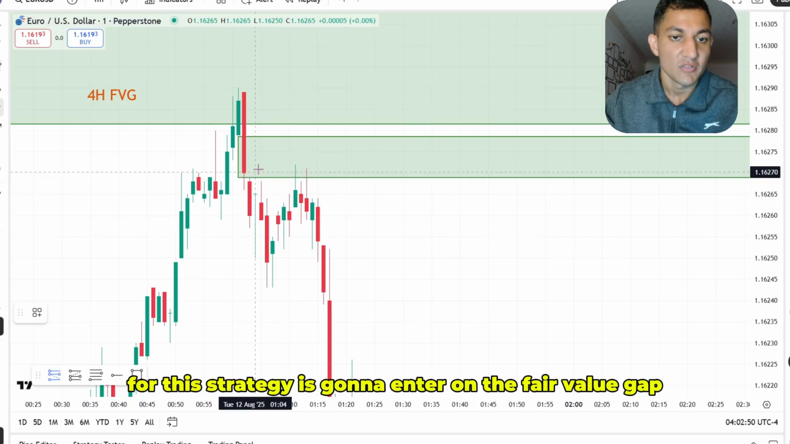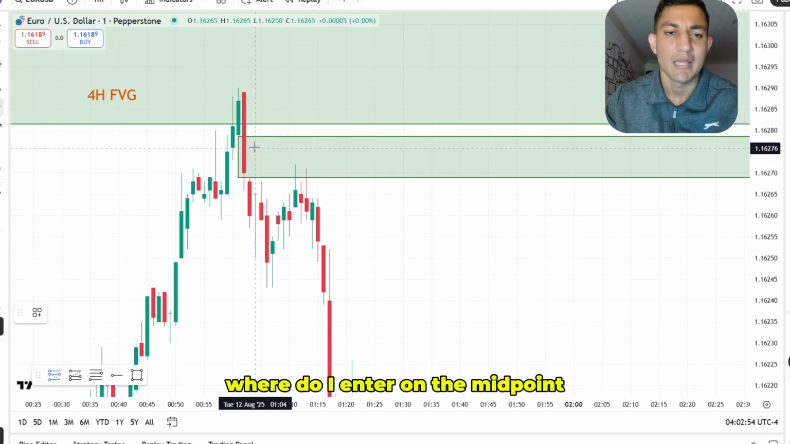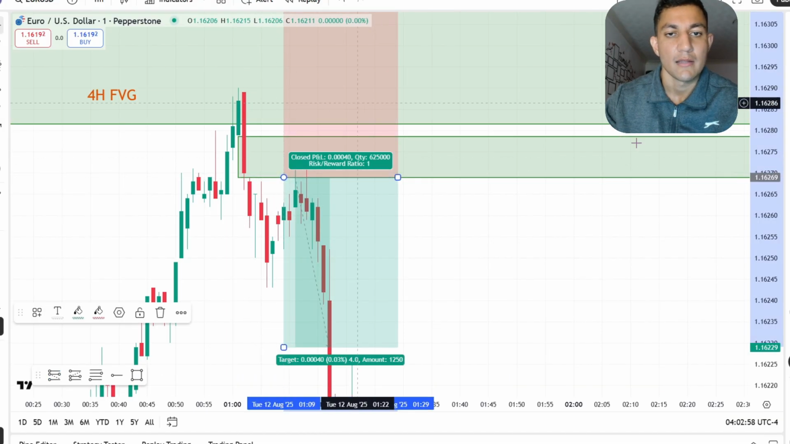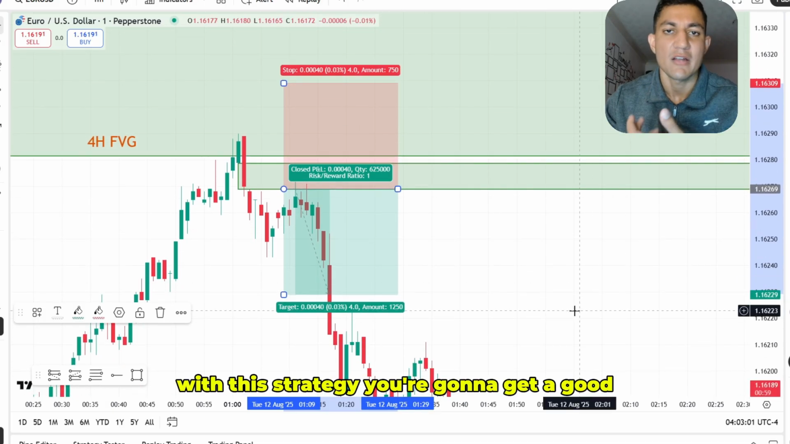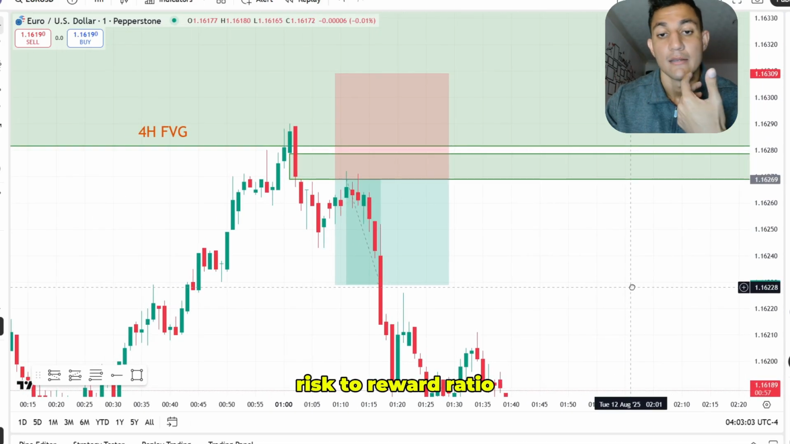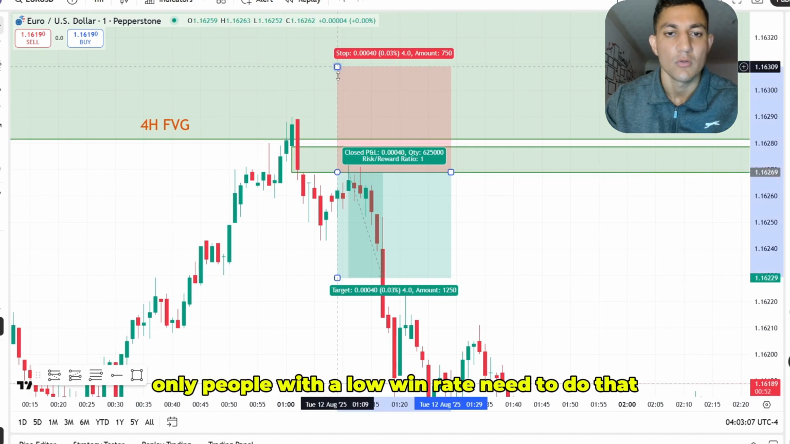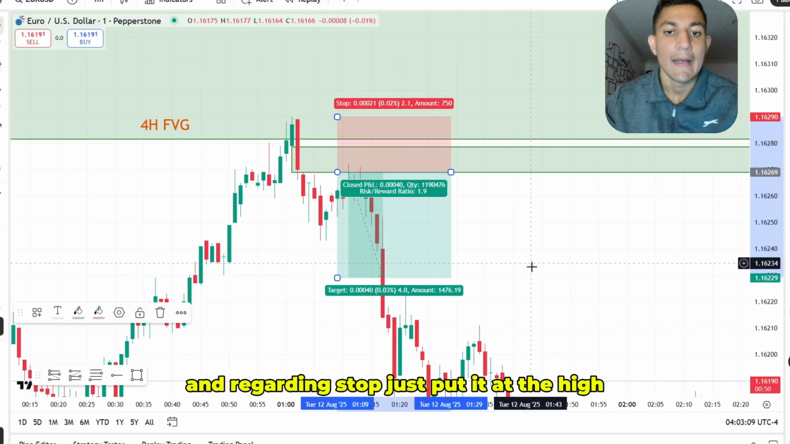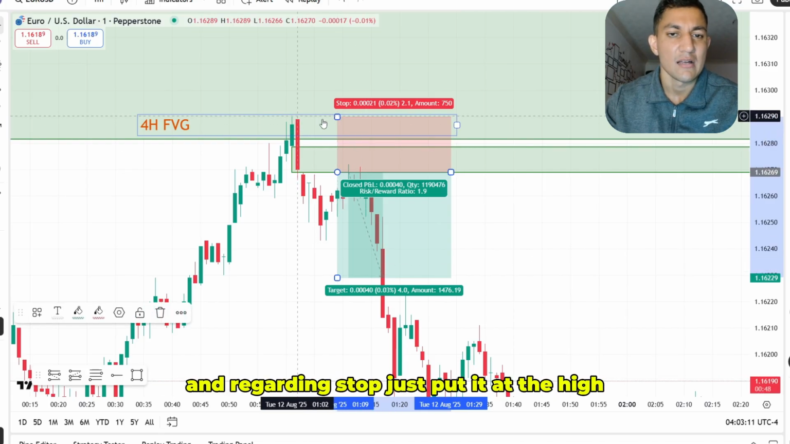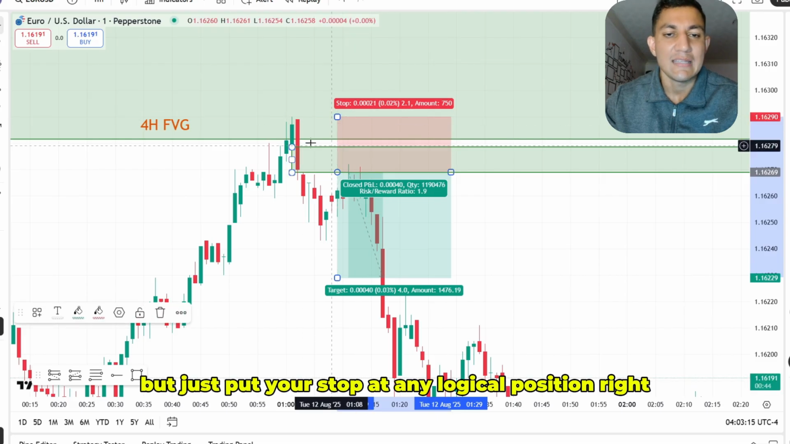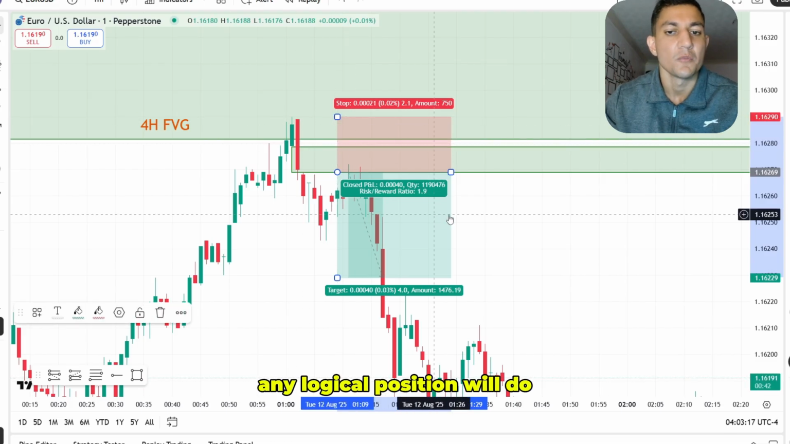What you're going to do for this strategy is enter on the fair value gap. Now, someone was saying, where do I enter, on the midpoint? When you're bearish, just enter on the lowest point. With this strategy, you're going to get a good win rate and risk to reward ratio, so you don't need to finesse your entries at all. Only people with a low win rate need to do that. Regarding your stop, just put it at the high. If you want to put it higher, by all means do it, but just put your stop at any logical position. Any logical position will do.